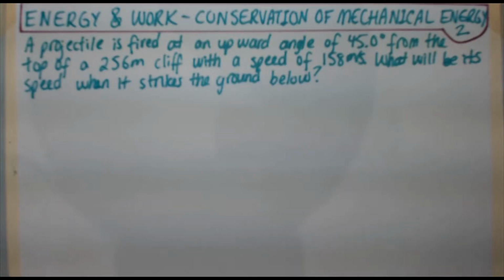A projectile is fired at an upward angle of 45.0 degrees from the top of a 256 meter cliff with a speed of 158 meters per second. What will be its speed when it strikes the ground below?